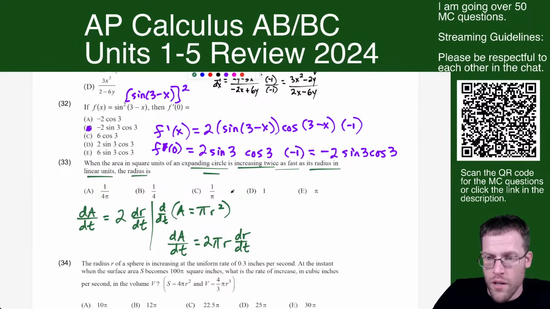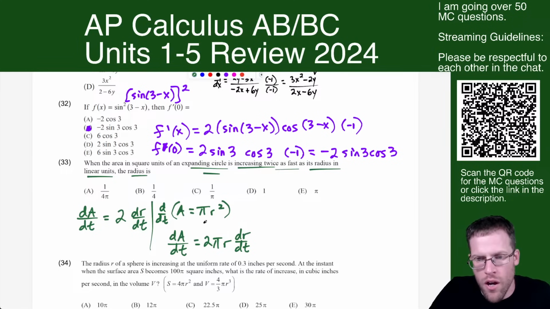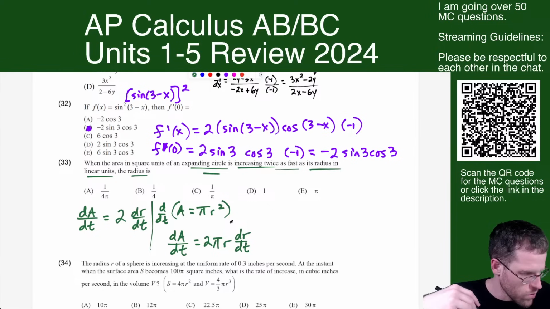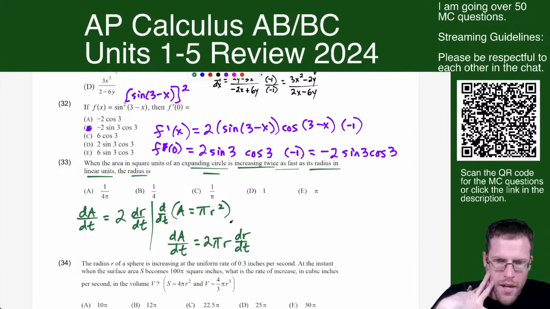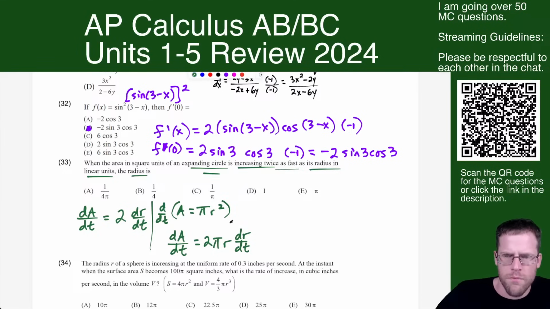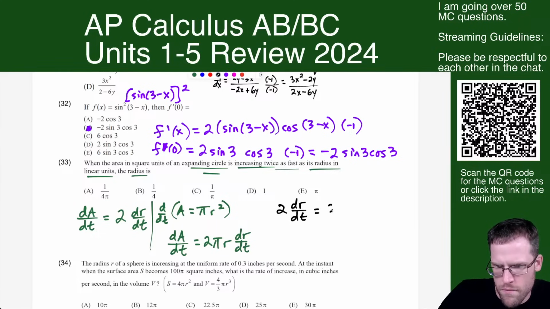And now what I'm going to do is replace the dA dt here with 2 dr dt. This is where we have to make a substitution. Now, you might be looking at that and say, wait a minute, how does it simplify? But there's a few different ways you could handle it. You could plug in for this. So let's say we replace dA dt. That's 2 dr dt equals 2 pi r dr dt.